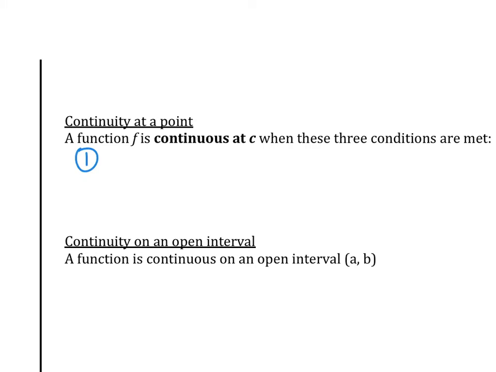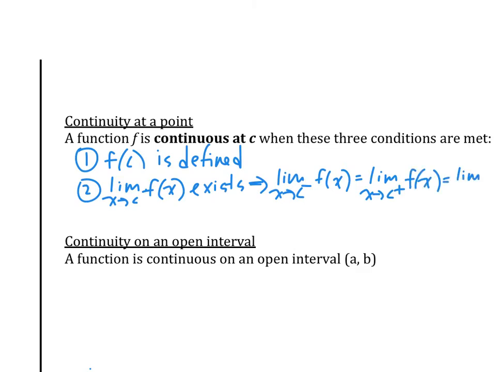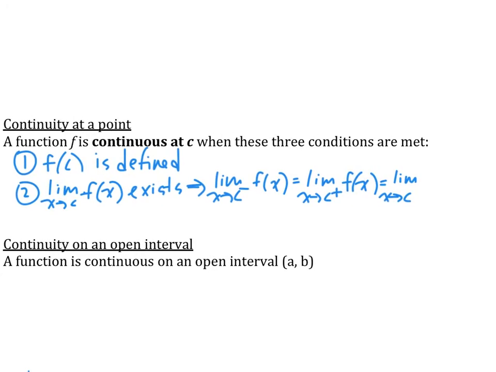First one, f of c is defined. So there is actually a number. Number two, the limit as x goes to c of f of x exists. And then you do need to prove that it exists by saying the left hand side of c is the same as right hand side of c. I mean, if those two things are the same, then you can safely conclude that the limit as x goes to c is the same number.